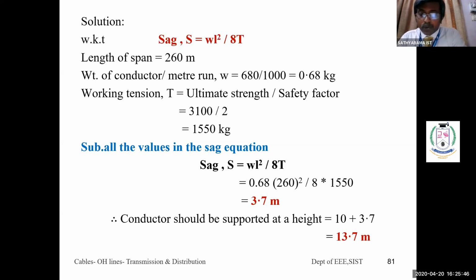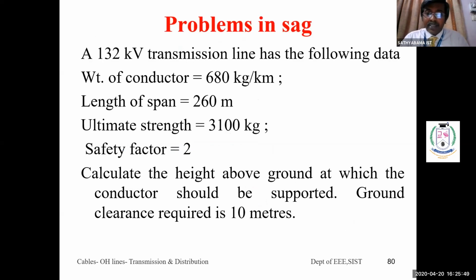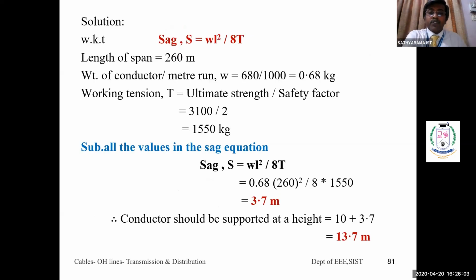And another part in the question: please see the last line. Ground clearance required is 10 meters. So the hint they gave is 10 meters, and the conductor should be supported at a height. The ground clearance is already 10, and the sag is 3.7. So 10 plus 3.7 is nothing but 13.7 meter. That's all. So this question is very, very easy. In your examination, if they ask a sag problem with equal supports, easily you can do it.